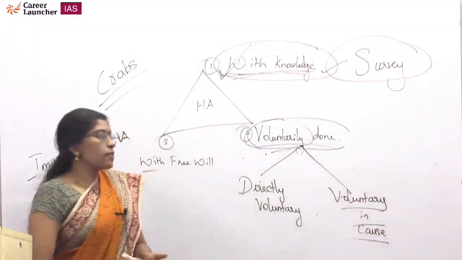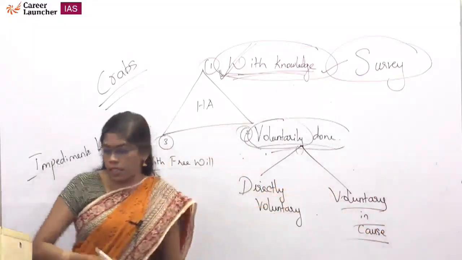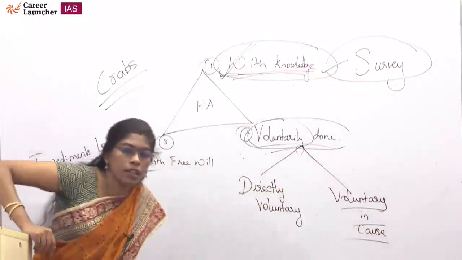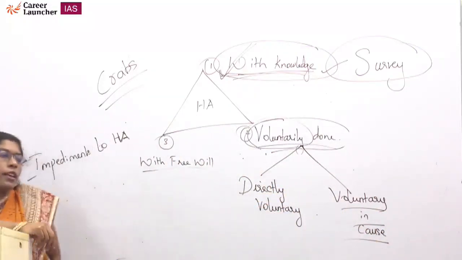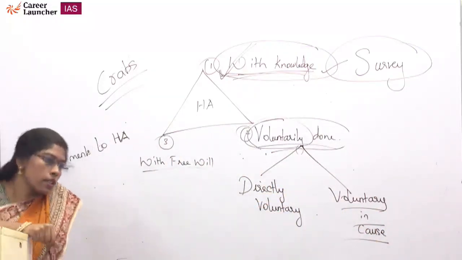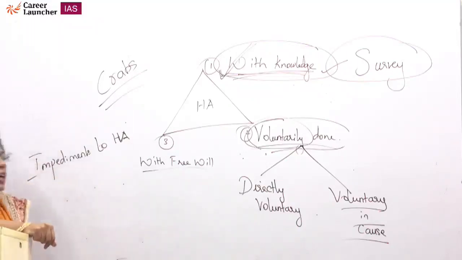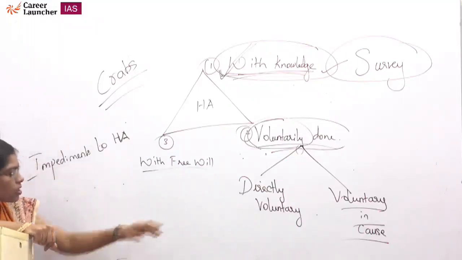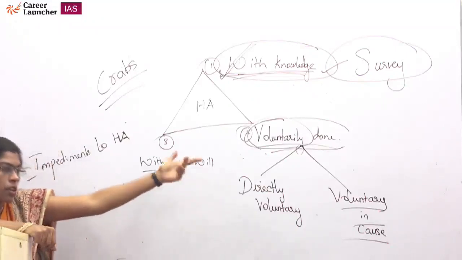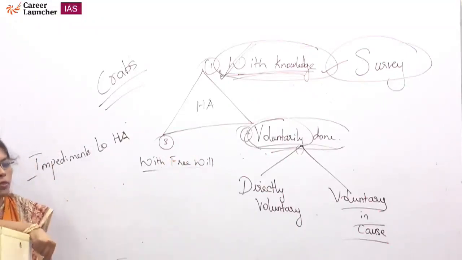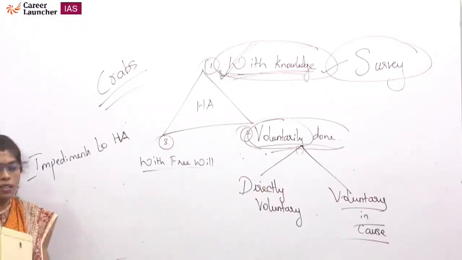This you will see in some other books as acts of double effect. But you can't understand what they are trying to say, because they think if they confuse, that is called ethics. But you have to be clear in your concept. So voluntary in cause is sometimes called acts of double effect. Even if you go and read, you can't remember what is given there. So first tell me, what is directly voluntary and voluntary in cause?